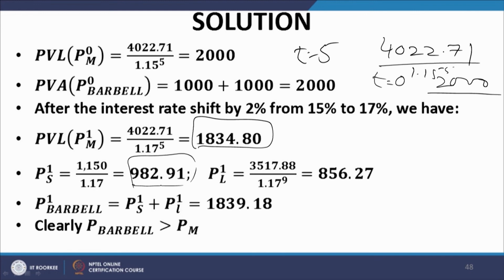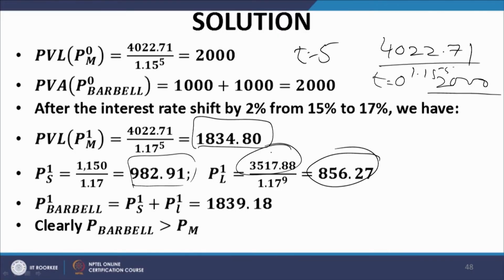Similarly, today's value of the 9 year bond, the bond L, at the YTM of 17%: the maturity value is 3517.88, which is the redemption value corresponding to a YTM of 15% for a 0 coupon bond with t equal to 0 value 1000. Its value will now be 856.27. So, what is the present value of the barbell? The present value of the barbell is 1839.18. And what is the present value of the liability? The present value of the liability is 1834.80. So, clearly the present value of the barbell is more than the present value of the liability.